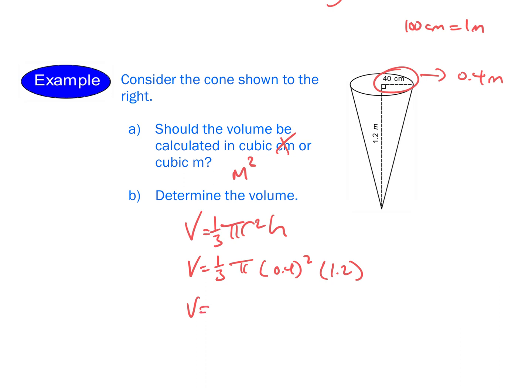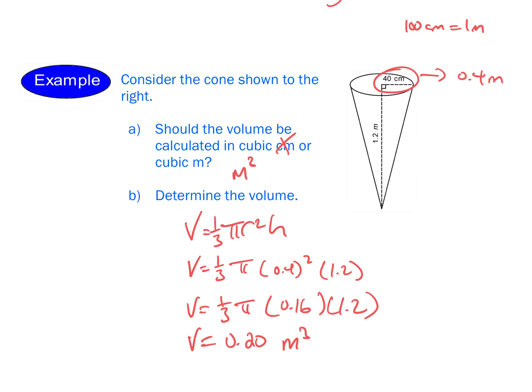Now, I'm going to warn you, we are going to get a fairly small number here as our answer, but I think that's a little bit better than getting a massively big number like we would have if we had stayed in centimeters. So we're going to have 0.16 times 1.2 times pi, actually divided by 3. So we actually get the volume is 0.20 meters cubed.